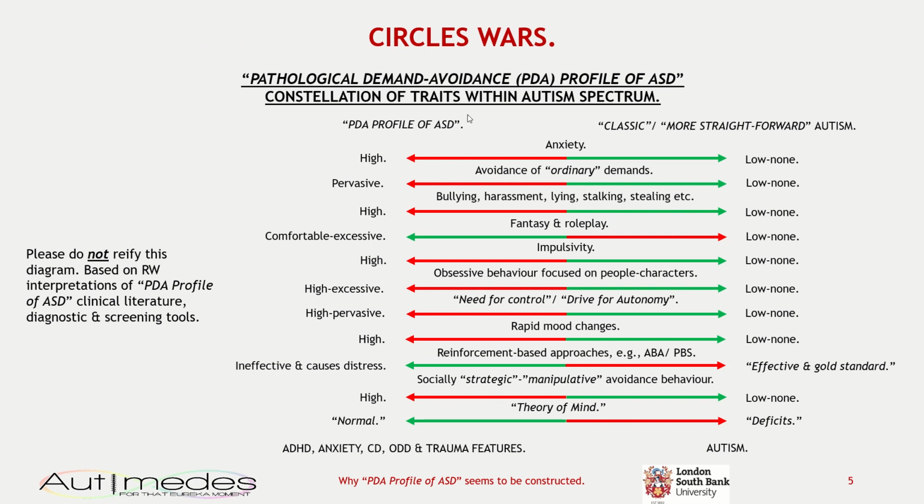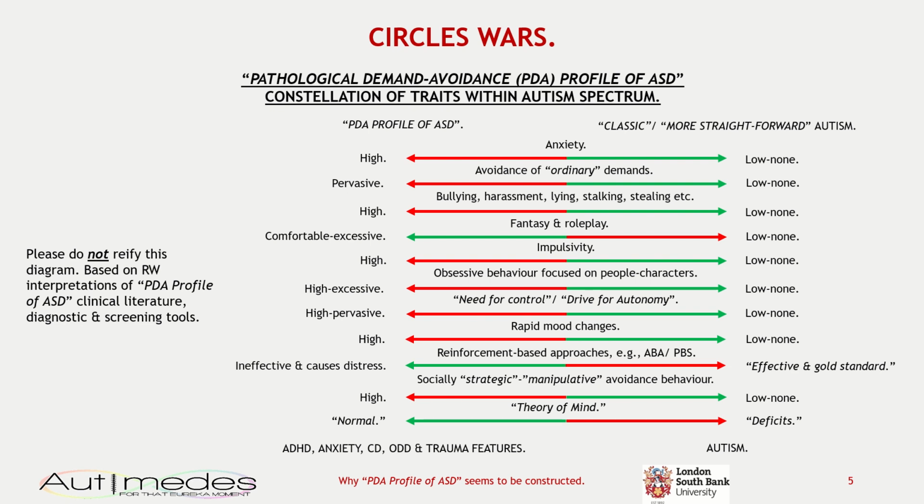People who are familiar with my more recent work should have seen this diagram before. It's basically presenting the PDA features as a series of continua. You have red and green arrows representing each continuum. The green end is less of a problem or not a problem, while the red end is obviously more of an issue, being quite highly impaired sometimes.